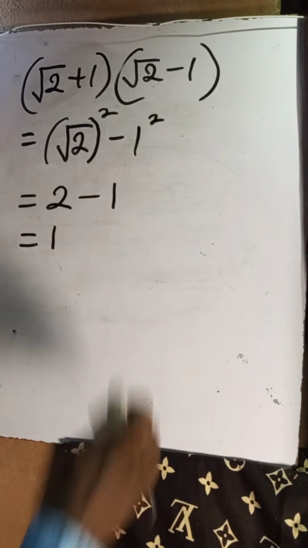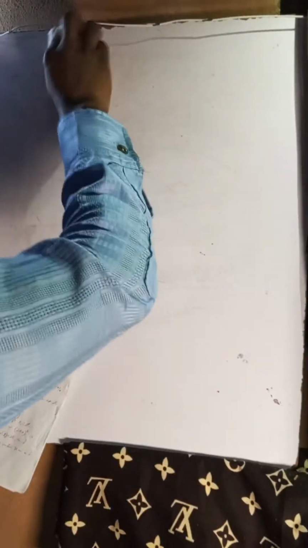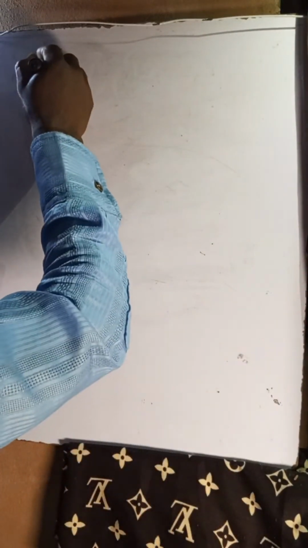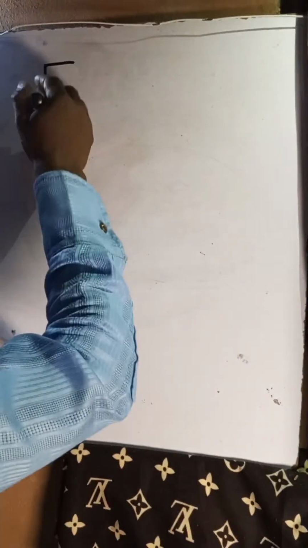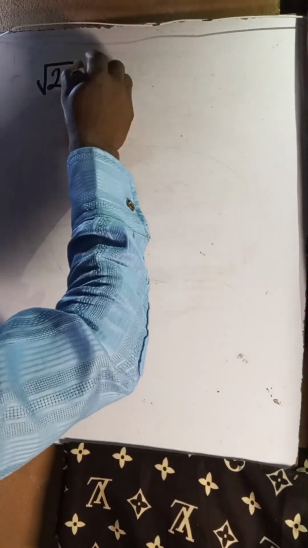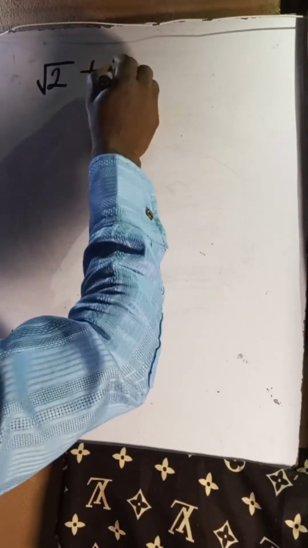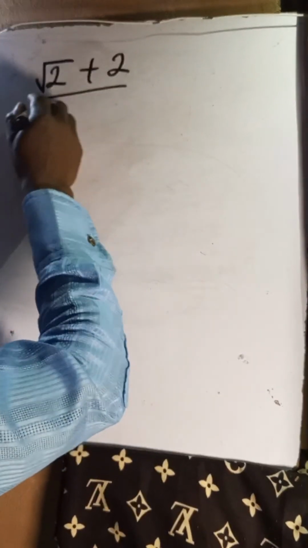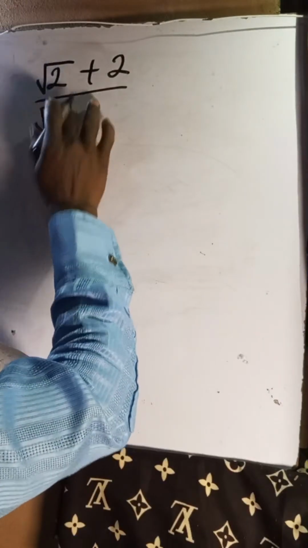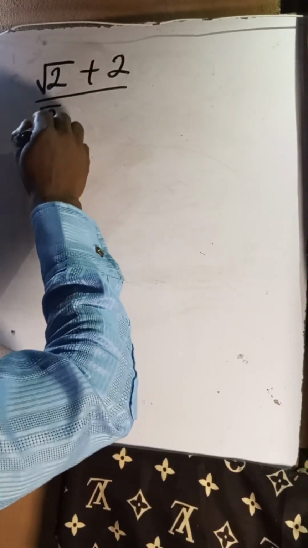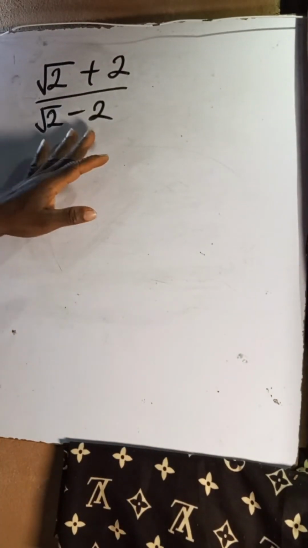So now we can proceed to a bigger one. We are moving from the normal one to a bigger one. I want us to progress gradually from a smaller number to a bigger one. Now look at that same number. We have the number like this. Look at this, root 2 plus 2, divided by root 2 minus 2. Yes, this is what we have right here.